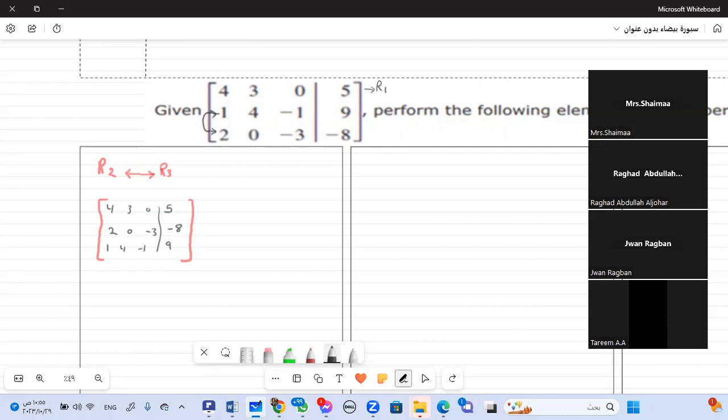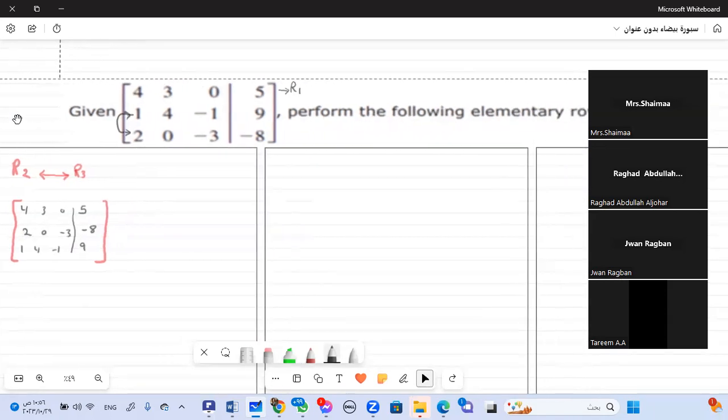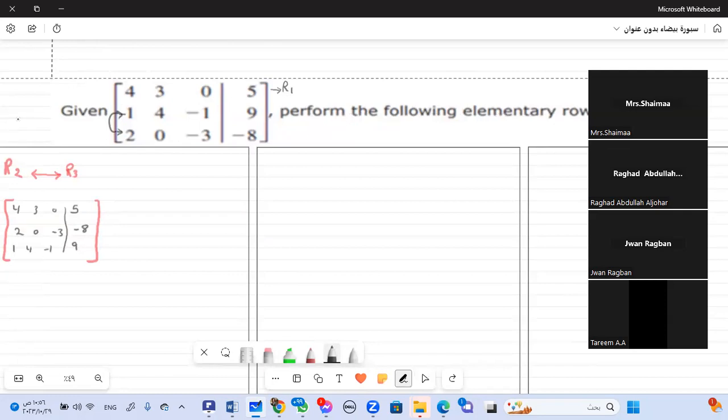Any problem about this exercise? Okay. Another one. If I want to ask you about multiplying 1/5 by R1, R2 arrow 1/5 R1. Which row will be kept as it is, and which row will be changed? You can help me.